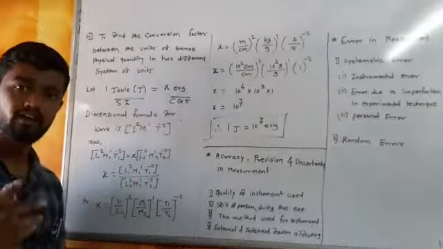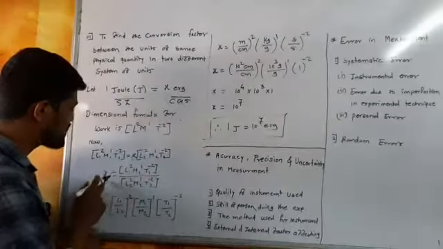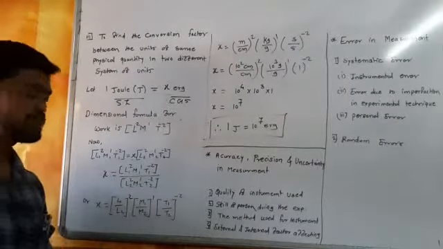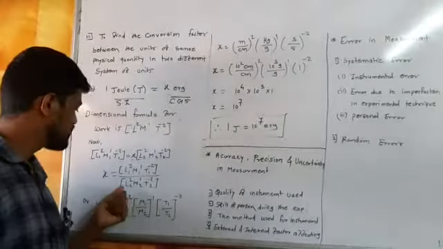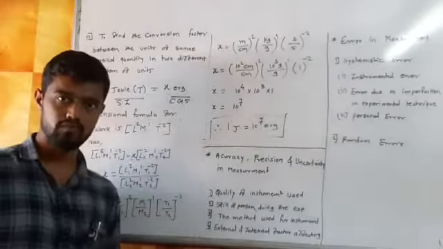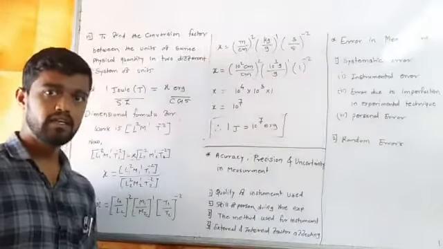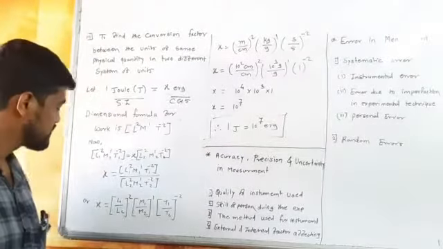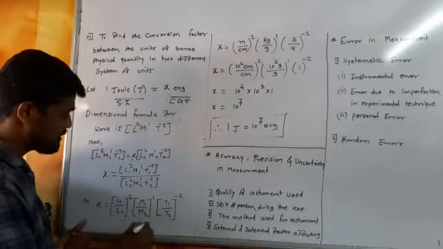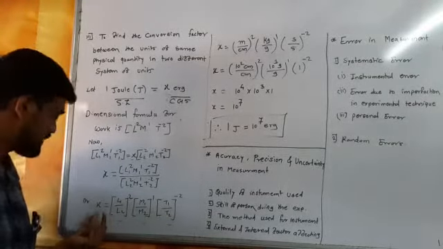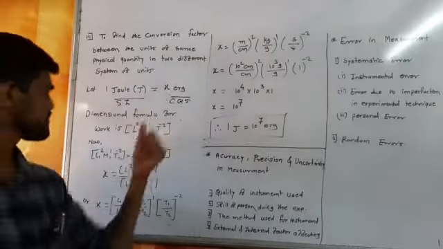So we want to find x. x is equal to L1^2 M1^1 T1^-2 divided by L2^2 M2^1 T2^-2. Let me separate these into three square brackets. x is equal to this.